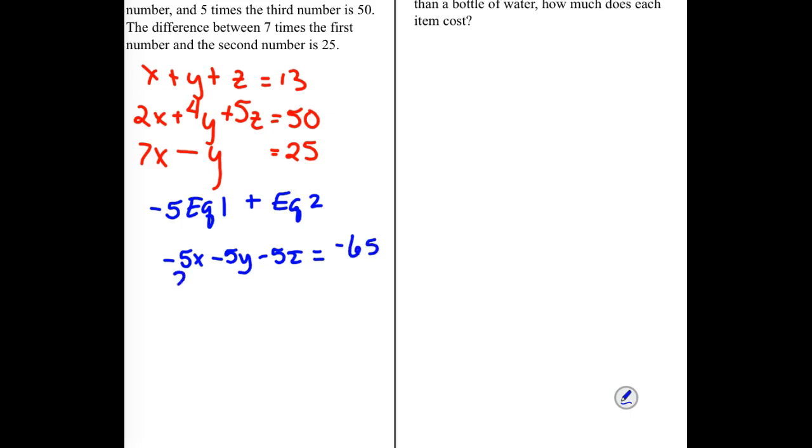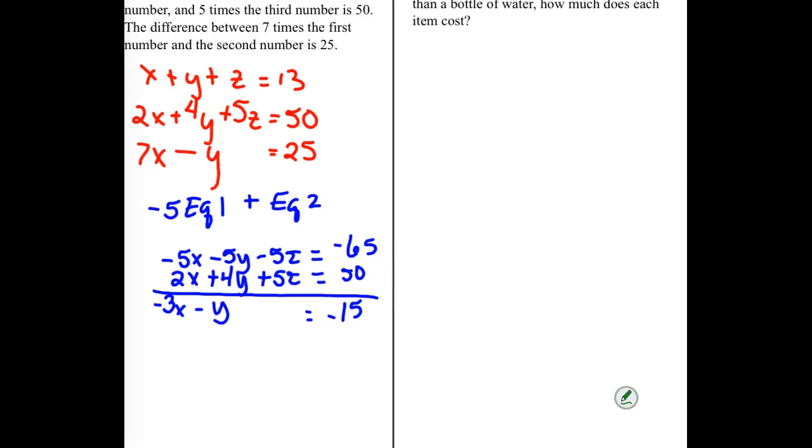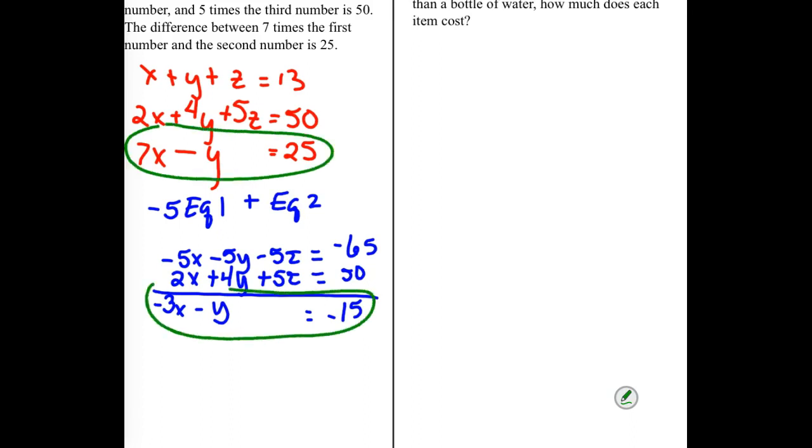Now we're combining it, we said, with the second equation. When we add those together, we end up with negative 3x and negative y. Our z's drop out, and we end up with a negative 15 for a total for the constants. Okay? Now, we have two equations. We have one here, and we have one here that both just involve an x and a y. All right, so we're going to put that together as our smaller system and solve that.